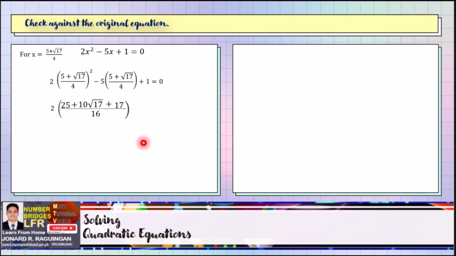Then simplify the next expression. Negative 5 times 5 is negative 25 all over 4. Negative 5 times positive square root of 17 is negative 5 square root of 17 all over 4, plus 1 is equal to 0. Then simplify. Since 25 plus 17 are similar, we can just combine that. That is equal to 42. And copy plus 10 square root of 17.